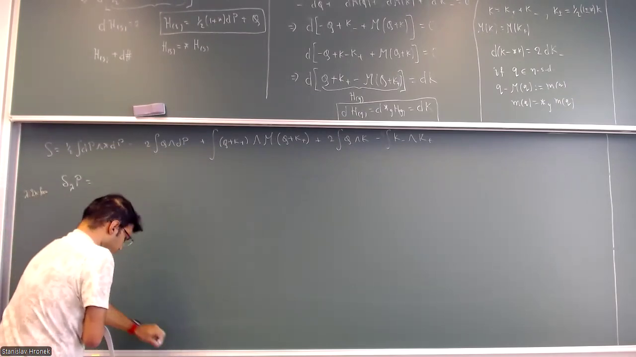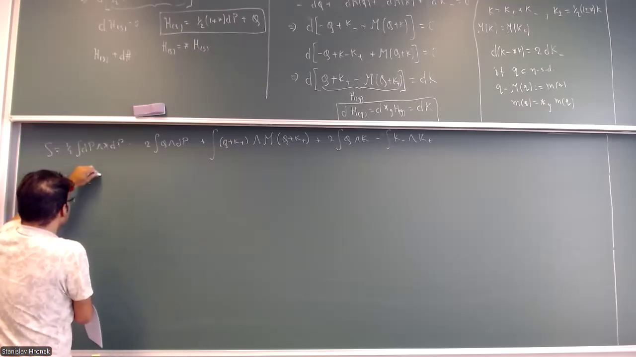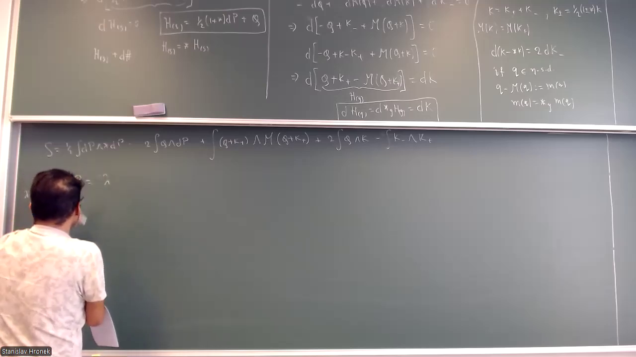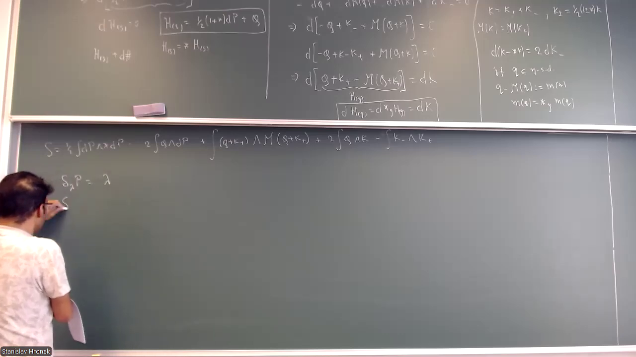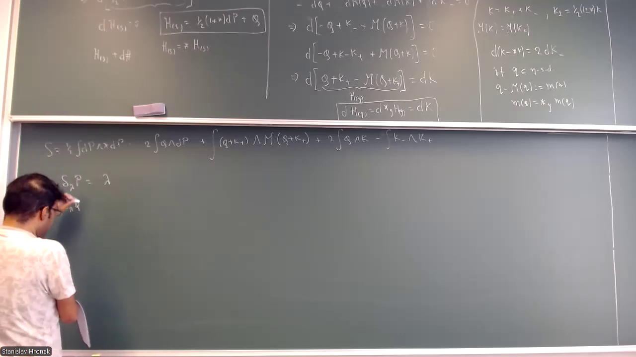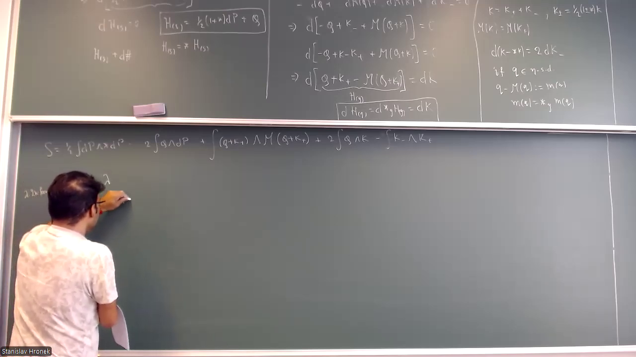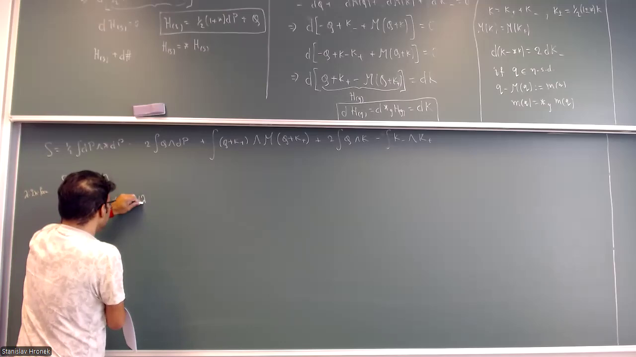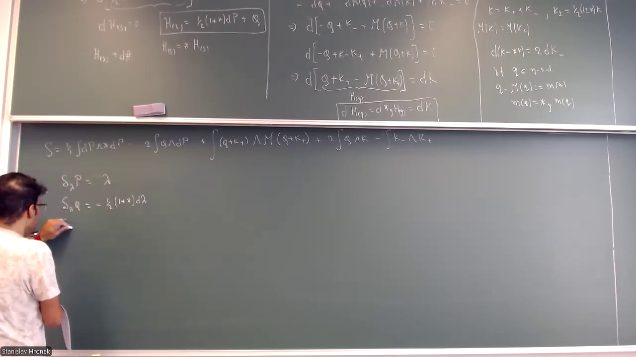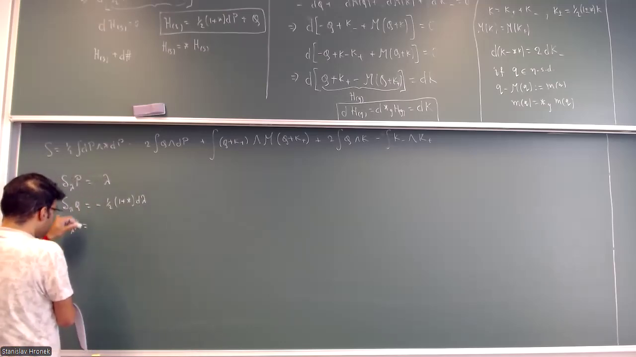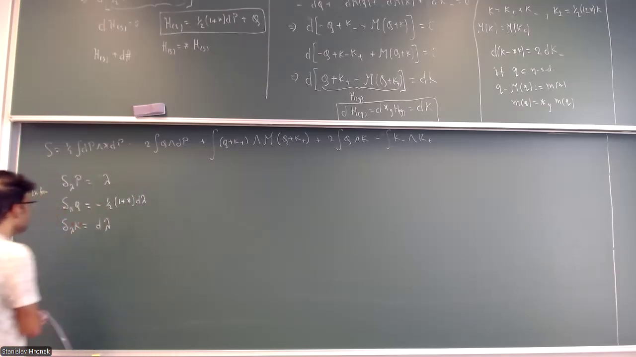And let's propose the transformation is that delta lambda p is lambda, delta lambda of q is minus half the star d lambda, and the sources they are from this. Let's just propose this transformation. It's not completely ad hoc.